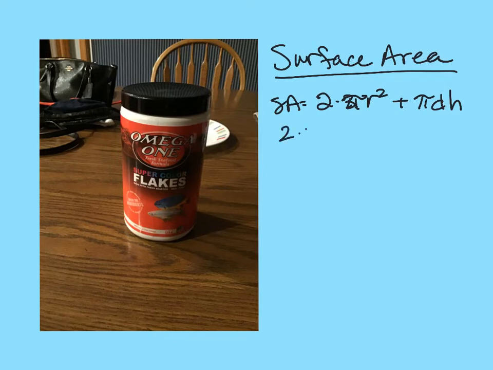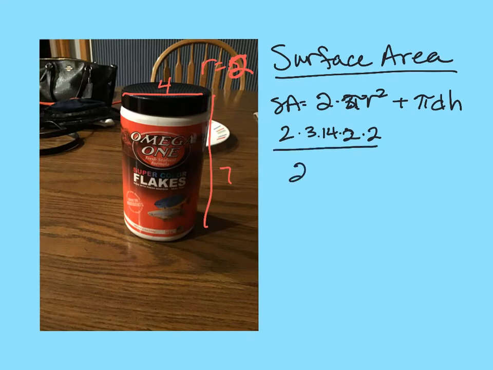So 2 times 3.14. When I did this, I found my diameter was 4, which meant the radius is 2, and my height was 7. So 3.14 times the radius, times 2 times 2. I'm going to do this part first, and I got 25.12.